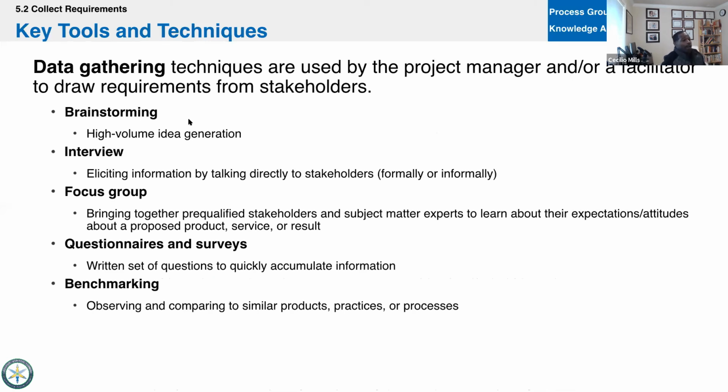Data gathering, brainstorming is pretty straightforward. We might interview people, use focus groups. Remember, it's a group of subject matter experts with the same domain knowledge. Okay. Might use questionnaires and surveys.